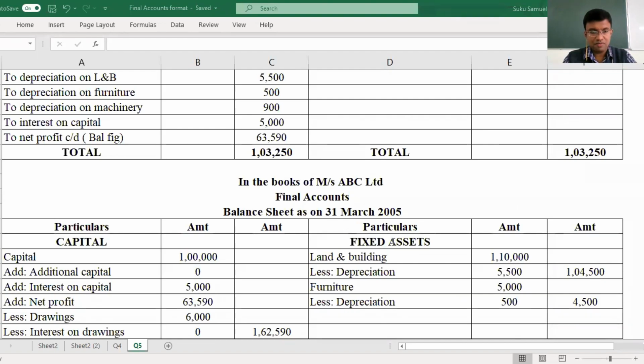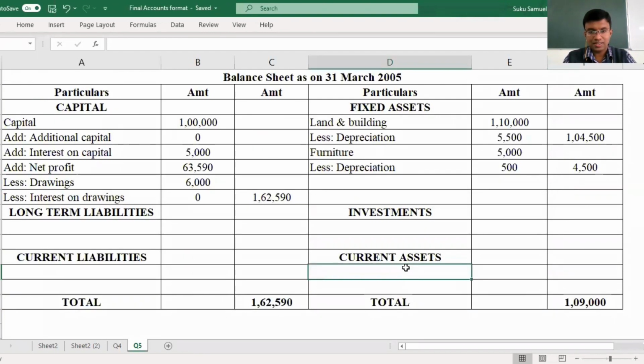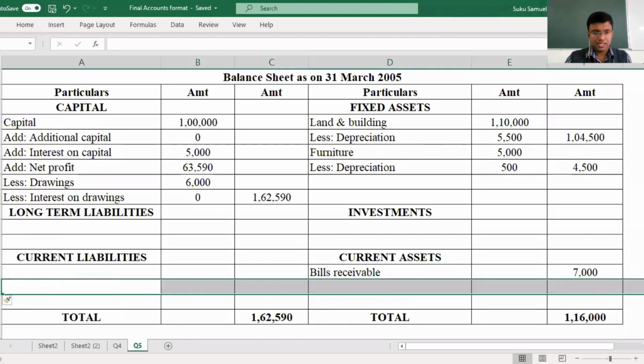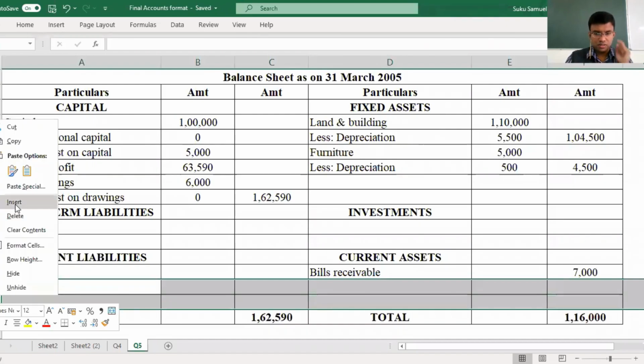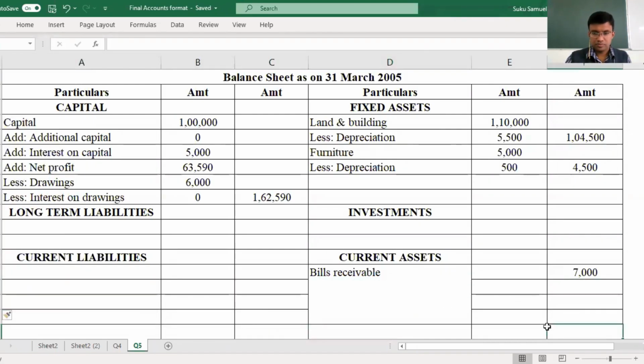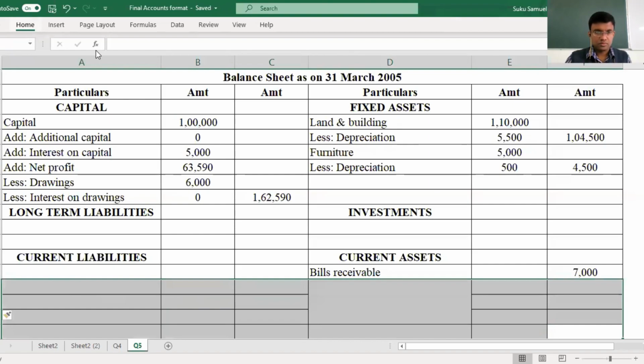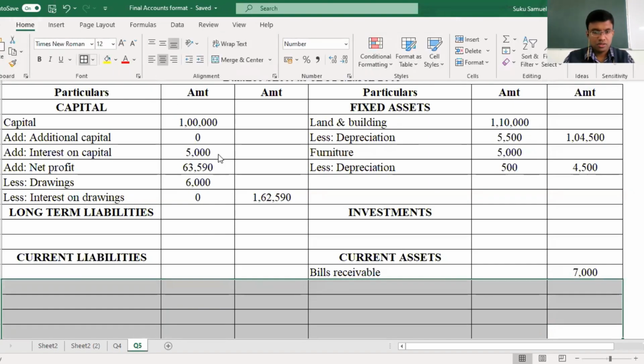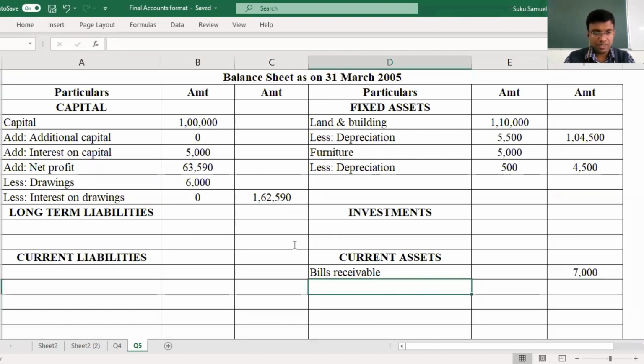Then we have bills receivable. Bills receivable is a current asset, so let's put that under current assets. That amount is 7,000. Okay, so that has been calculated. Now, the next item that we have to consider is debtors. Debtors is again a current asset. So debtors also we have taken, and the debtors amount is 40,000.